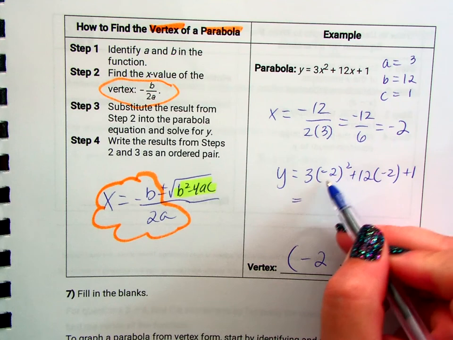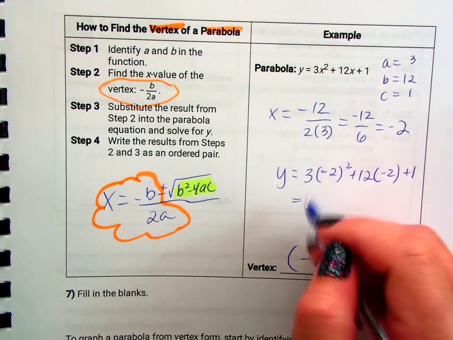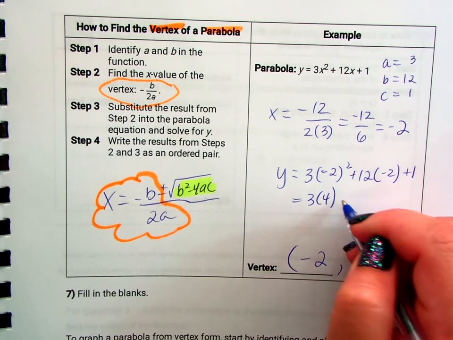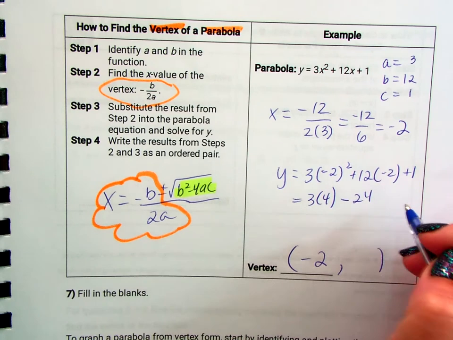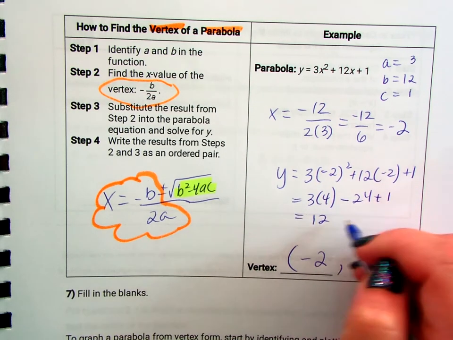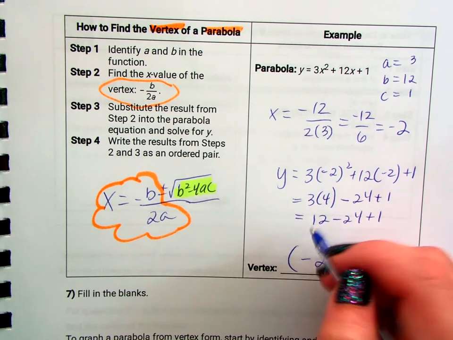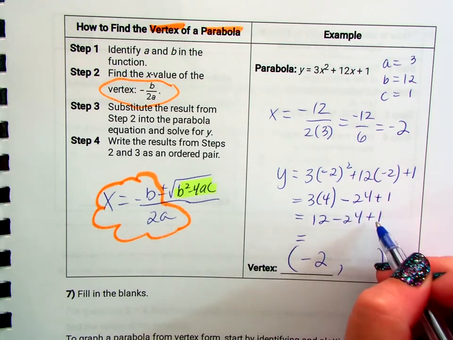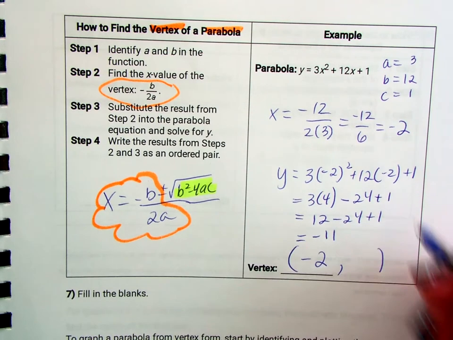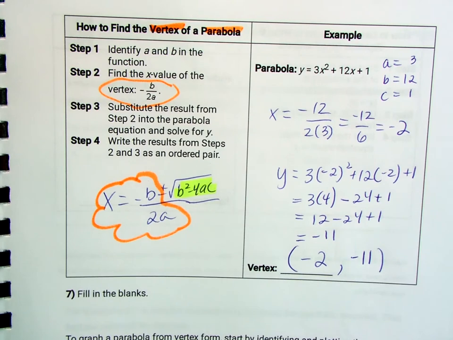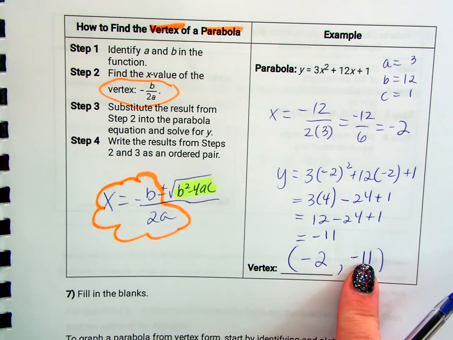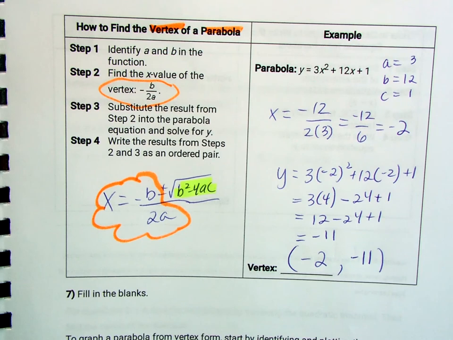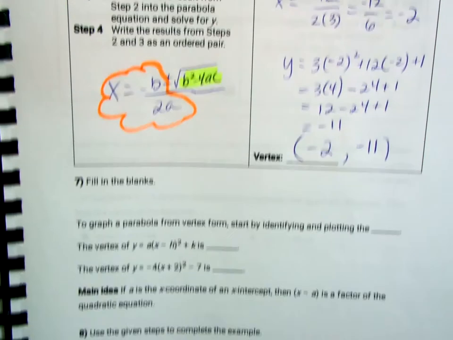Remember to do exponent before multiply. 12 minus 24 is negative 12. Negative 12 plus 1 is negative 11. How'd you do? The vertex of my parabola is negative 2, negative 11. All right, I'm going down to this next part.